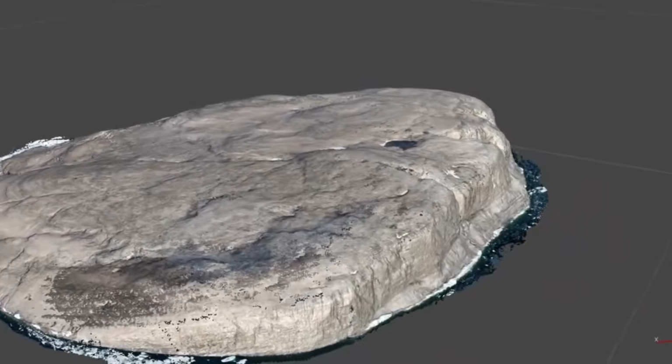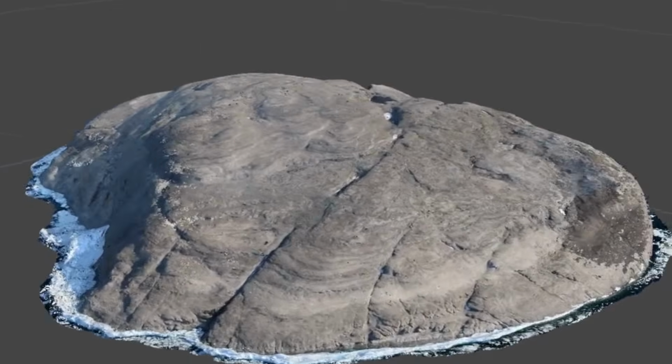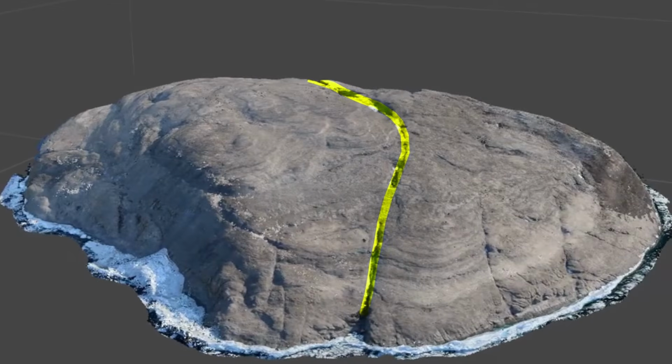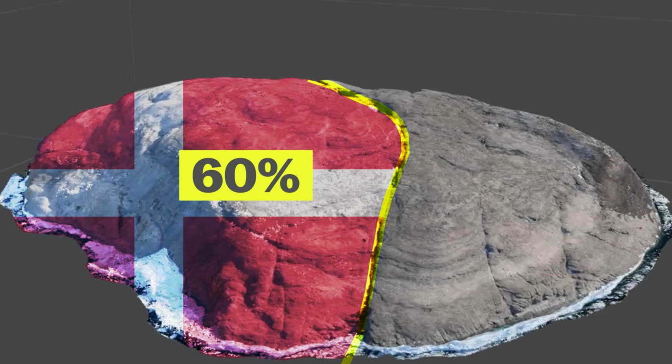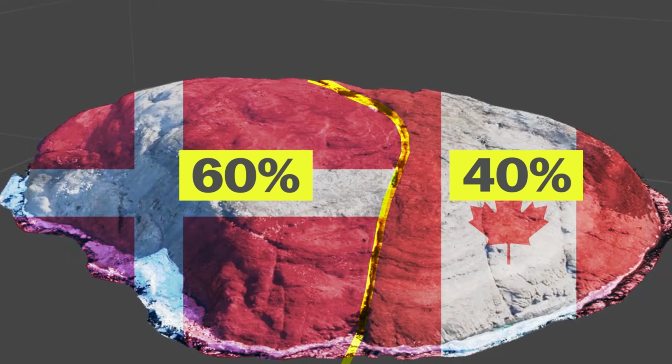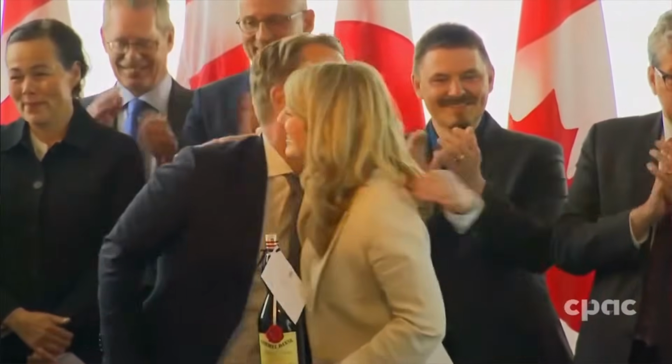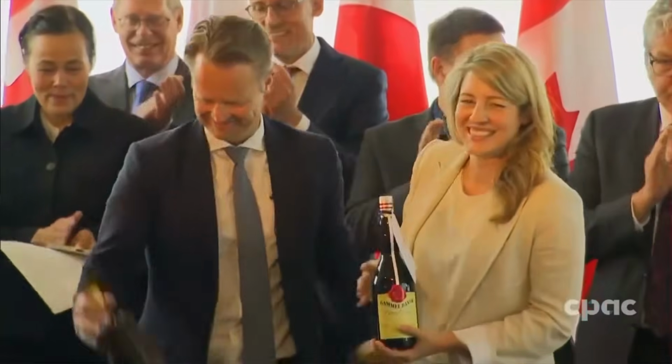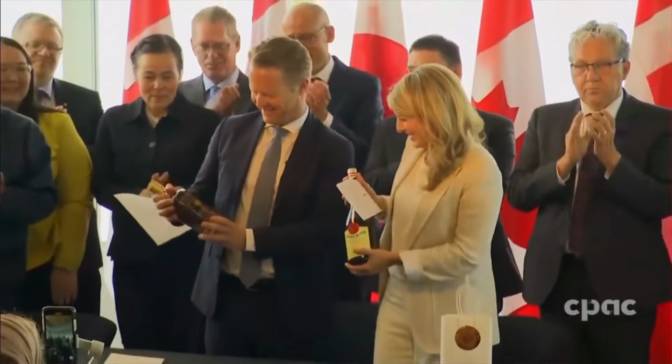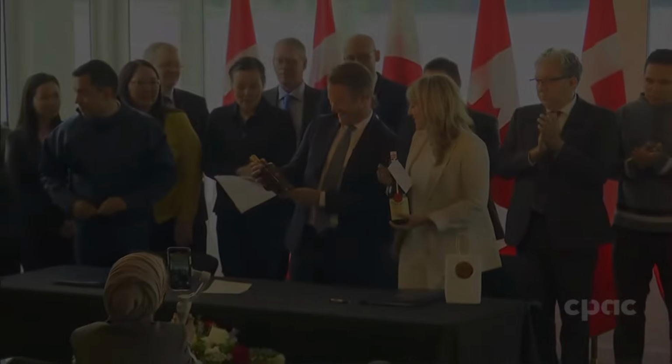Under the terms of the peace agreement, the island was divided along a north-south cleft in its center. 60% of the island went to Denmark and the remaining 40% to Canada. And traditionally, the parties exchanged bottles of alcohol. I am confident this is the way wars should be fought in the modern world.